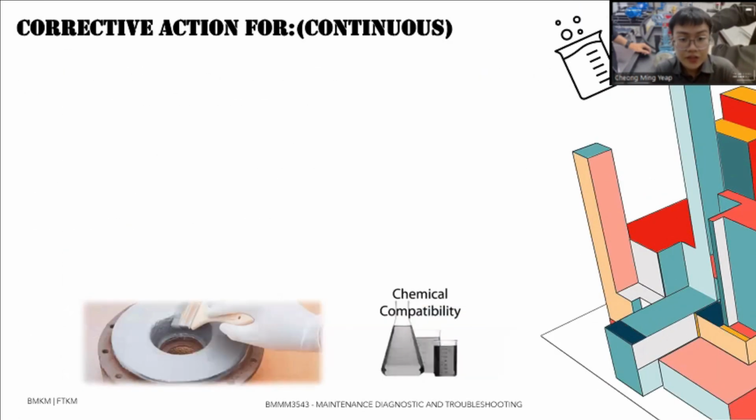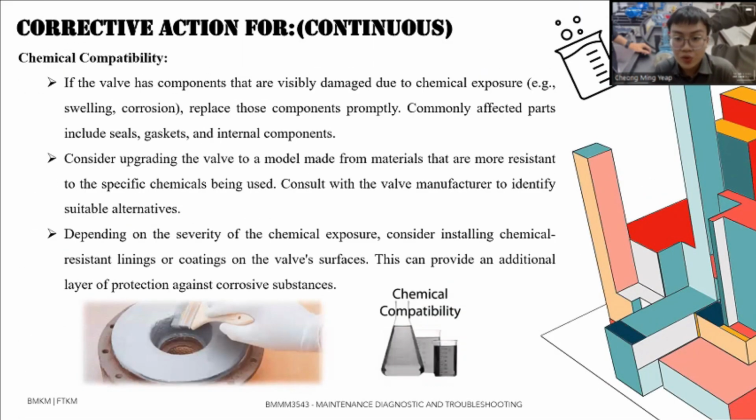Finally, if the valve has components that are visibly damaged due to chemical exposure, for example swelling or corrosion, replace those components promptly. Commonly affected parts include seals, gaskets, and internal components. Hence, also consider upgrading the valve to a model made from materials that are more resistant to the specific chemicals being used. Consult with the valve manufacturer to identify a suitable alternative.